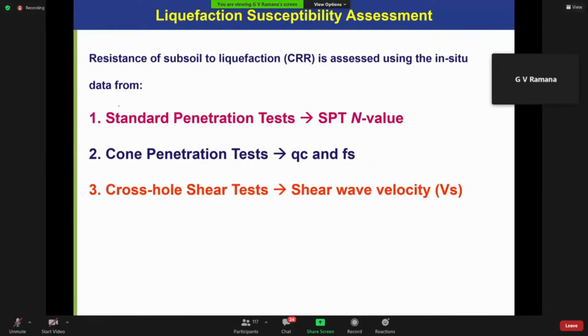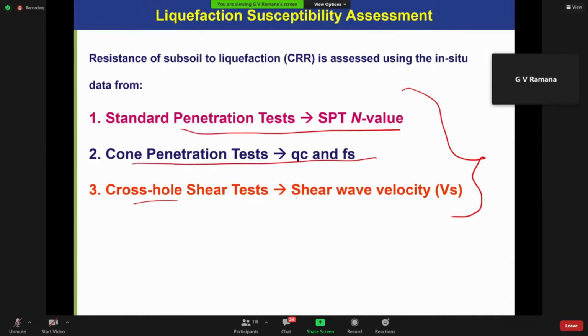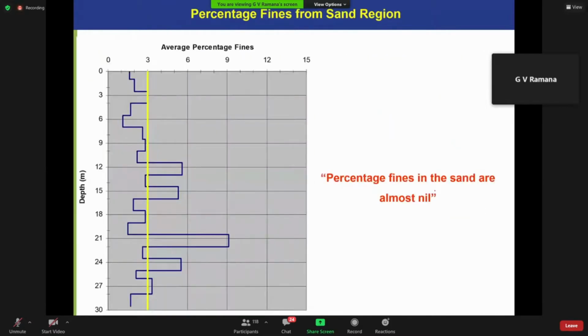We tried to find the liquefaction susceptibility using 3 sets of data. We had SPT, we had cone penetration test, and we had cross-hole shear wave velocity. This is a geotechnical engineer's dream. We can compare the values from each other. Another interesting thing is the percentage of fines in the sand is almost nil. It is a very clean sand. The percentage of fines is approximately 3% over a stretch of 1 kilometer.